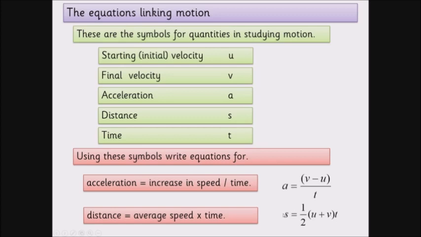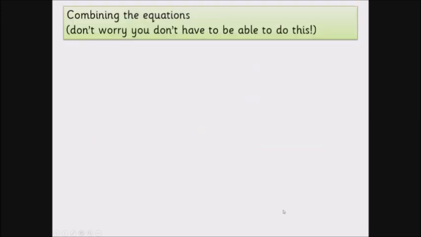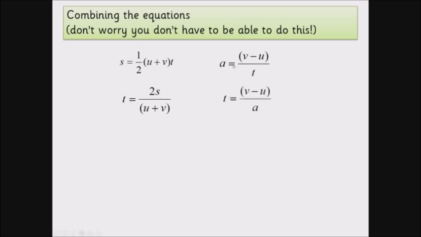Okay, now I'm just going to use these two. You don't have to do this on the specification, but some of you might want to be able to know how to do this. We're going to look at these two equations and we're going to try and combine them. But first of all, let's just rearrange this one. So I'm going to put the 2 up here and go 2s, and then I'm going to divide by u plus v and bring the u plus v down, which will leave me with t equals 2s divided by u plus v. And over here, I'm just going to rearrange it. I'm going to move the t up here and the a down. So I'm going to have t equals v minus u over a.